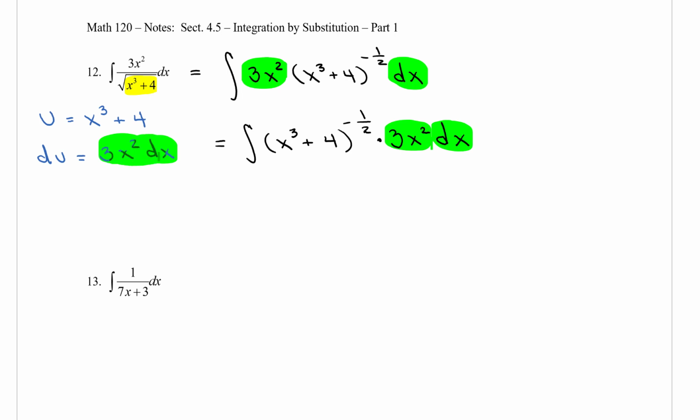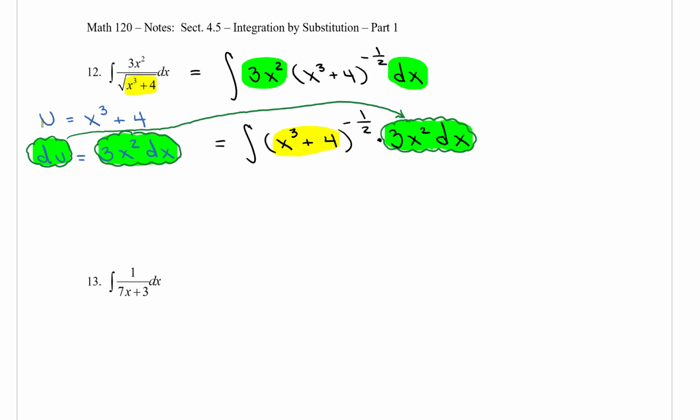Now I can replace that whole thing with a du when I do my u substitution. I'm going to write a cloud around the 3x squared, around both of them, the one that's equal to the du and the one that's in the integral. And I'm also going to highlight the du and put a cloud around it so you can see that I'm just going to go ahead and substitute du in for 3x squared dx.